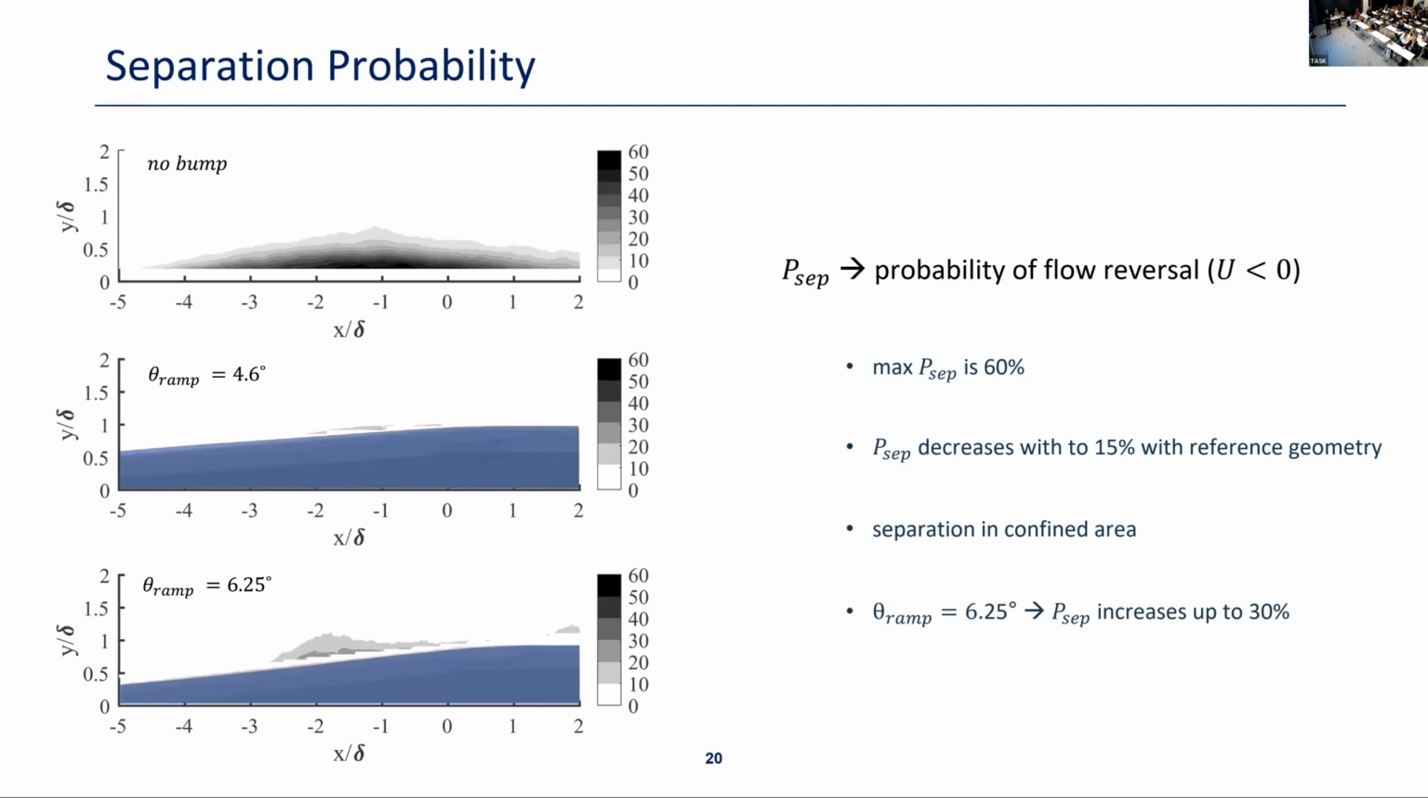And when we look at the 6-degree case, we could only reduce the flow reversal probability to 30% of the time. And here we can also see that where the turbulence intensity was higher in that region, we can also see the flow reversal in different instances of the PIV images.